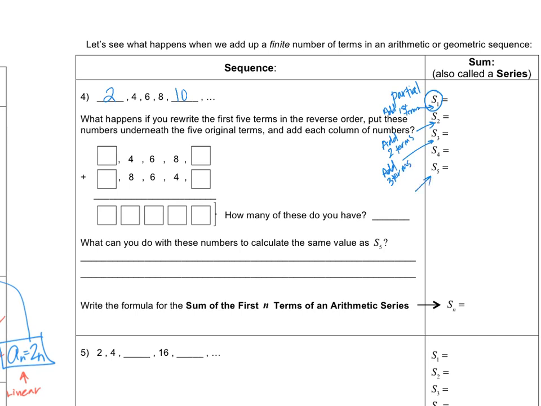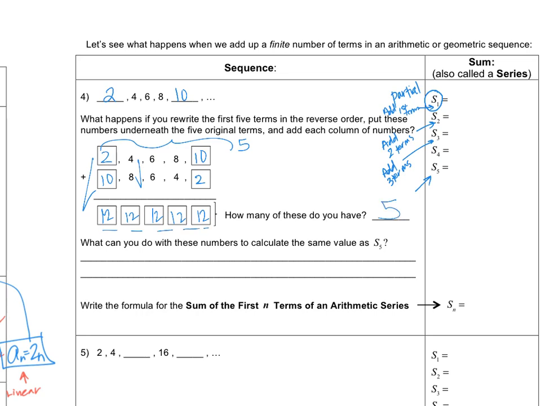So one thing that we can do to kind of see, well, how could you add this quickly? We say 2, 4, 6, 8, 10. If we write it the reverse way, 10, 8, 6, 4, 2, what happens is this is going to be 12, this is going to be 12, and we get a 12 and a 12 and a 12. If we're adding 5 terms here, we're going to have 5 of these 12s.